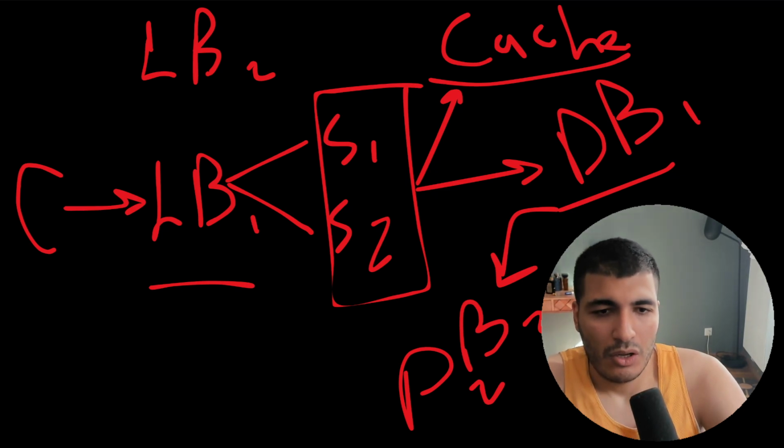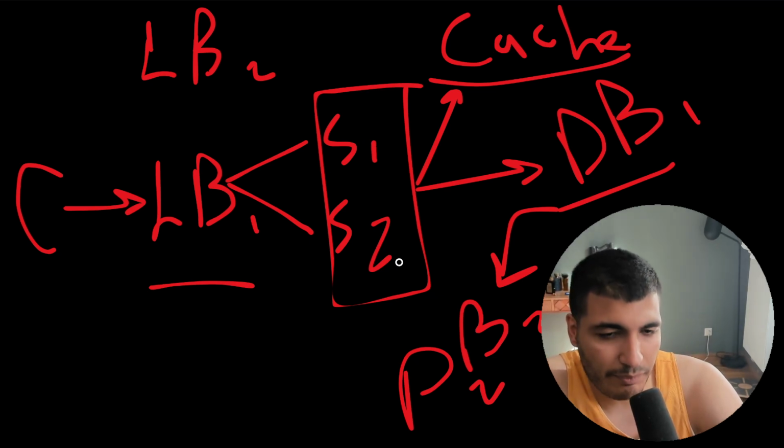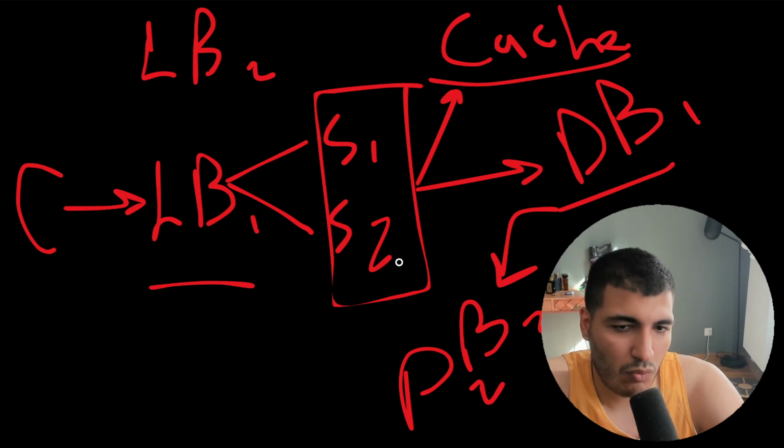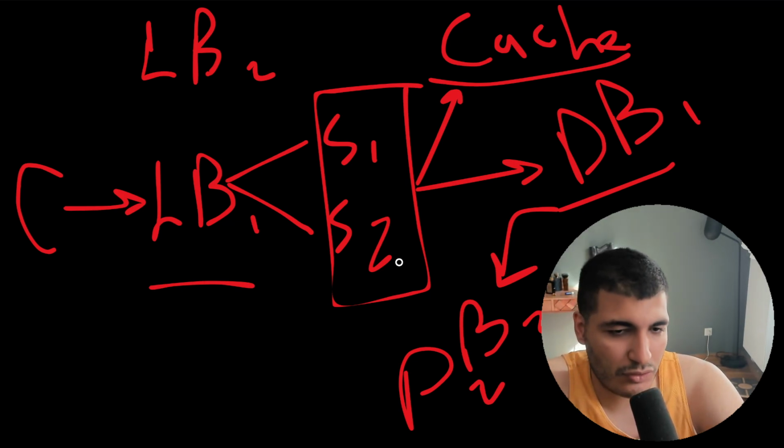Okay, so notice that the application servers, which are S1 and S2, are not a single point of failure in this case because we have two of them. If one fails, the other one can still handle the load, assuming the load balancer is configured correctly. This is the power of redundancy.